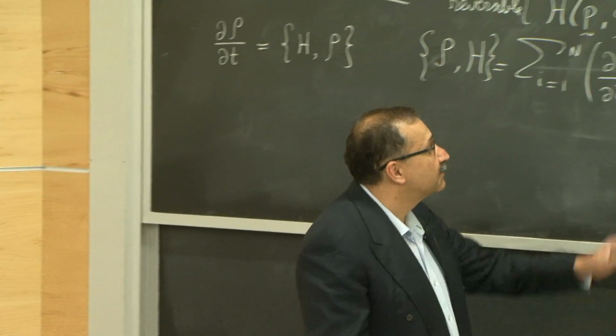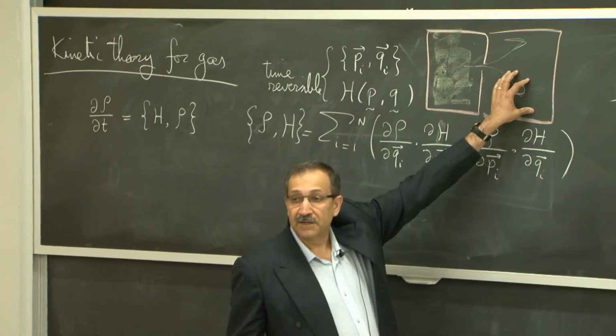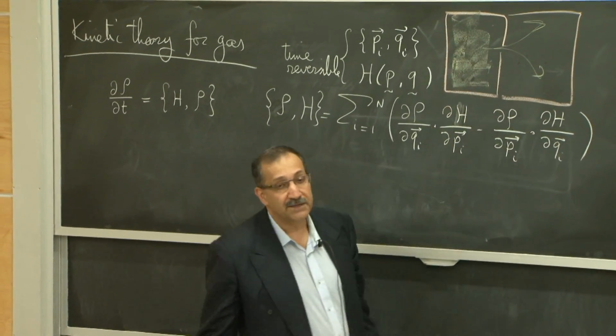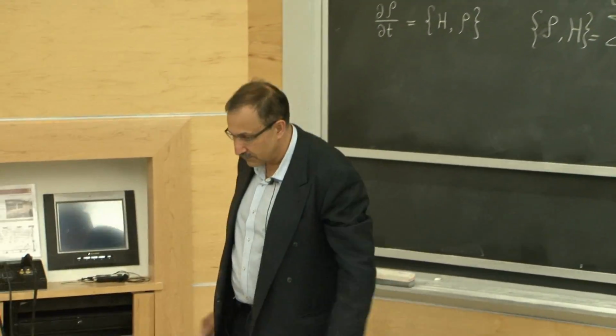This equation also, if you find indeed a rho that goes from here to here, you can set t2 minus t and get a rho that goes back from here to here. It has the same time reversibility. So somehow we have to find another solution.